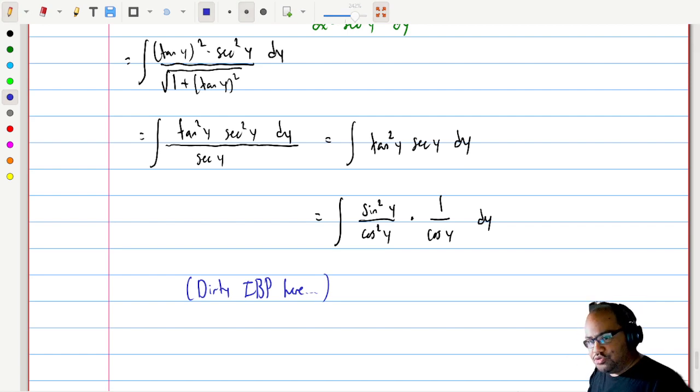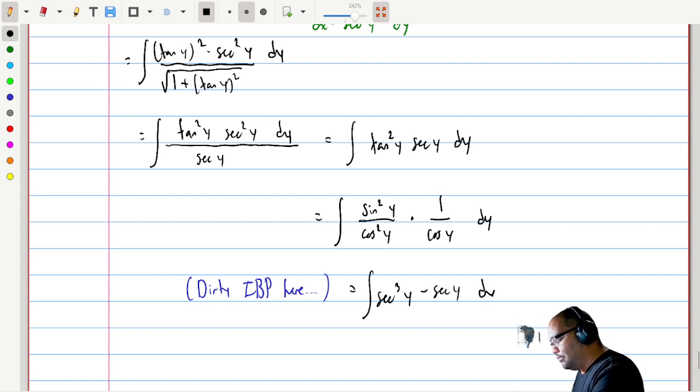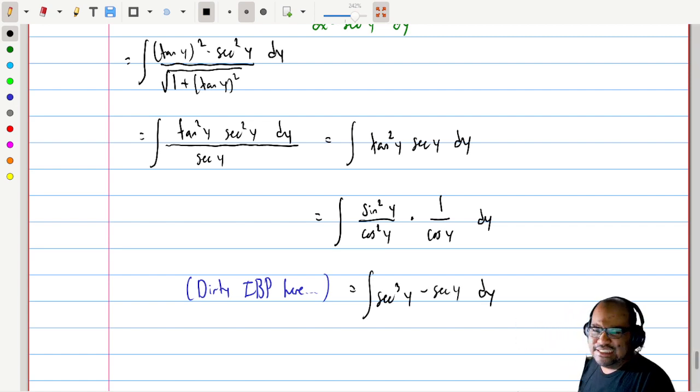I want to move on to partial fractions. A lot of these will just be like, do the algebra. Yeah, there's a dirty integration by parts here because this reduces to secant cubed y minus secant y. And secant is okay enough to integrate on its own, but secant cubed requires a lot of dirty manipulation. So I really don't want to go through that one. It's gonna be annoying if I actually show that.